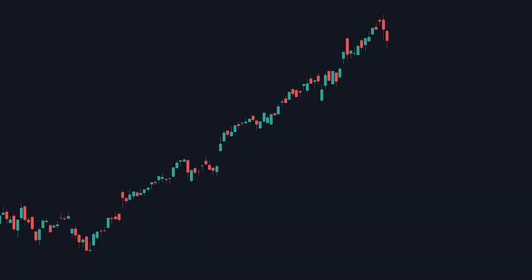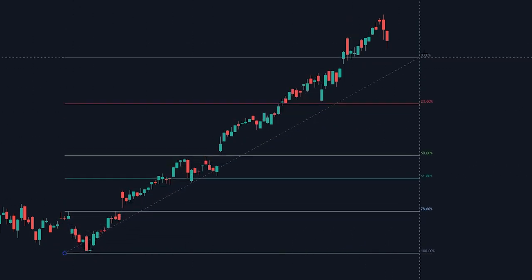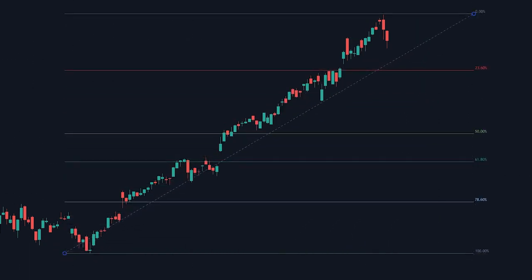First things first, we need to find a clear trend. In this example, you can see a clear trend with a swing high and a swing low. The next step is to drag your Fibonacci retracement tool from the swing low to the swing high.